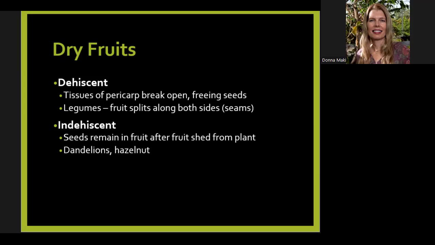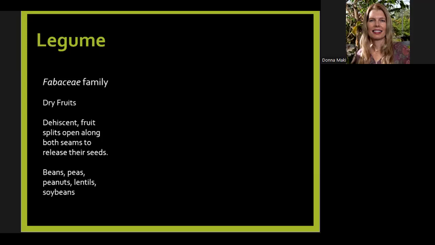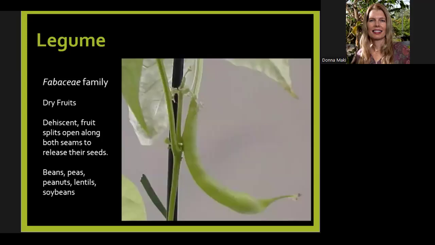Beans, peas, yep. Even peanuts in a shell. They're technically not a nut. They are a legume. Yeah, it's crazy. People say nut and it's not necessarily a nut. So the Fabaceae family is where you see the legumes. They split open at maturity. So technically a dry fruit, even though no one really thinks that.